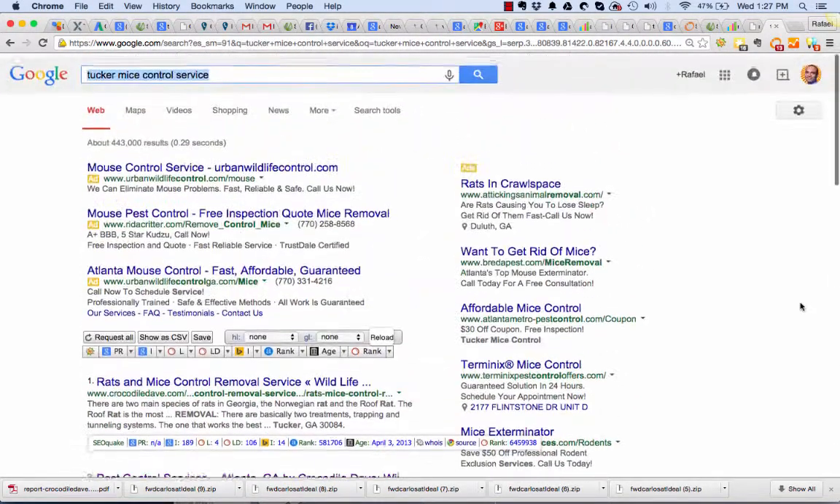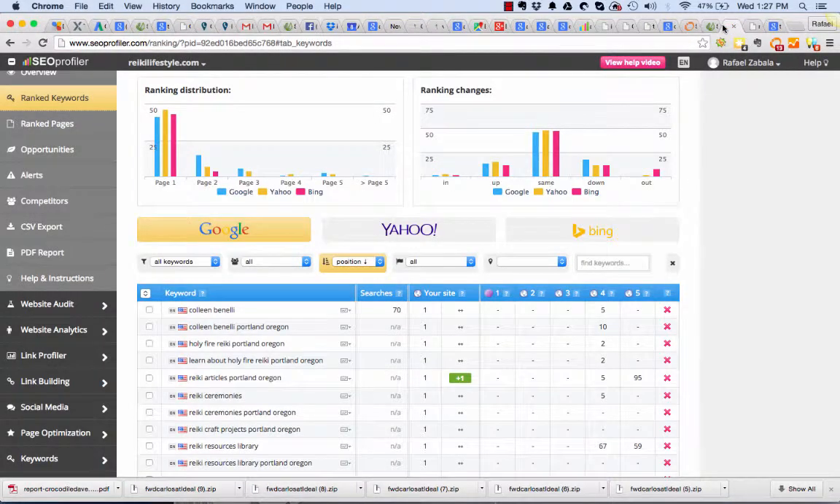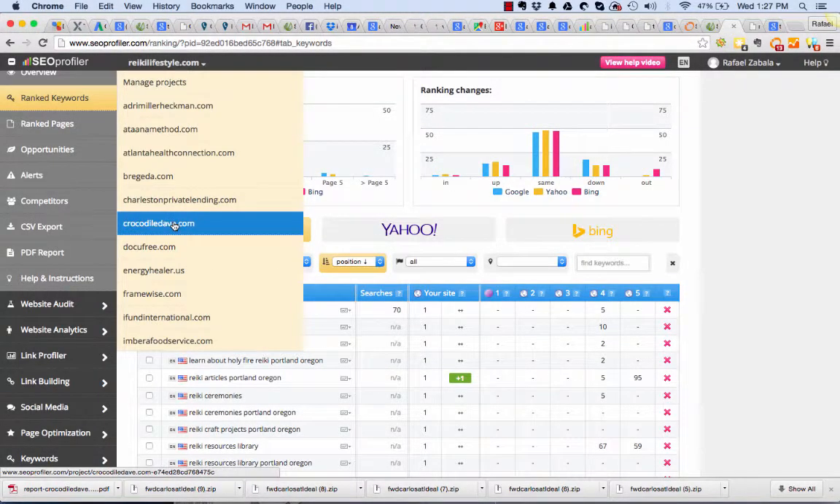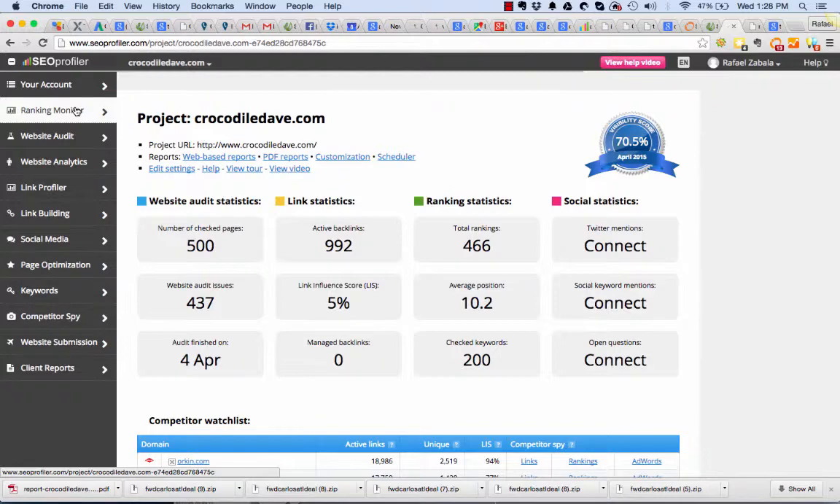So this is another example of our multi-listing strategy. This is not a one-trick pony. This is not the only ranking that they have. If we go back to, let's go here to Crocodile Dave, and we look at the rest of their rankings.